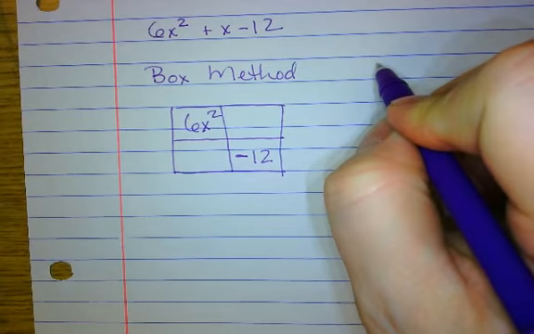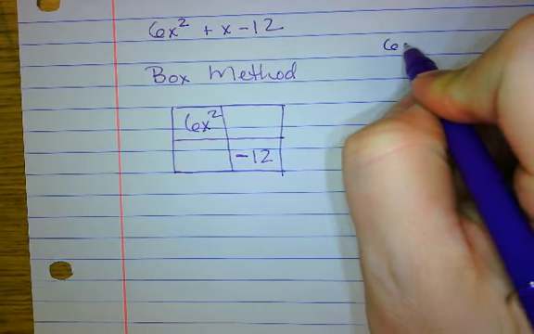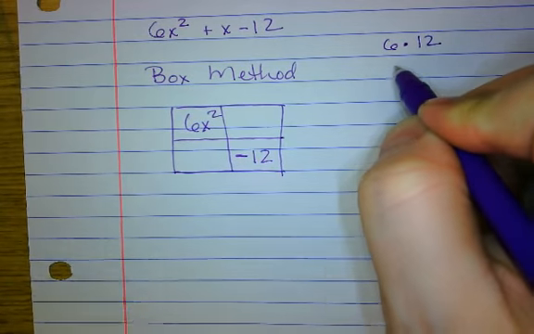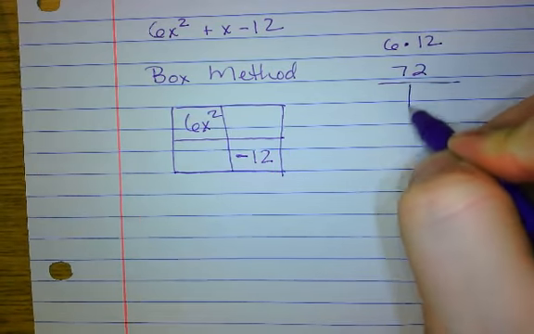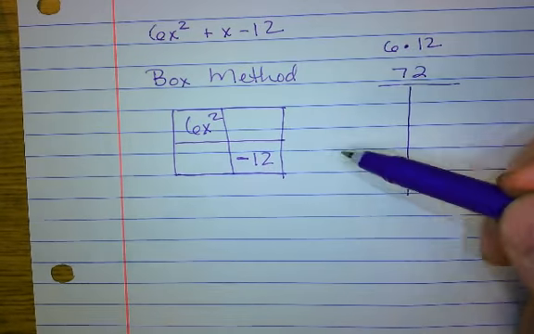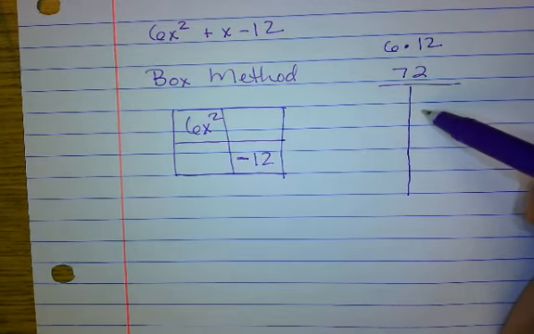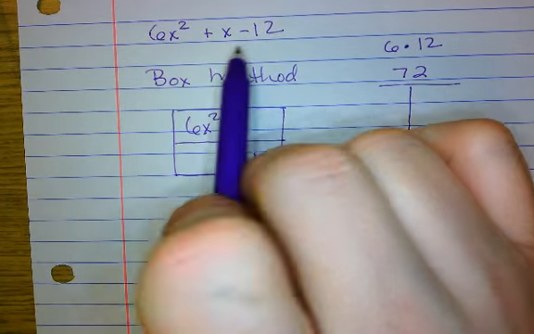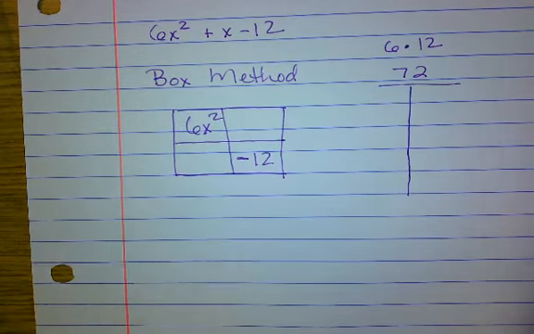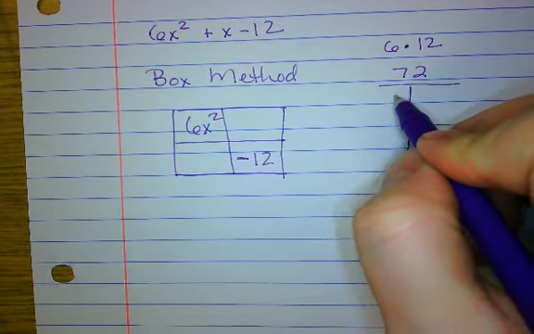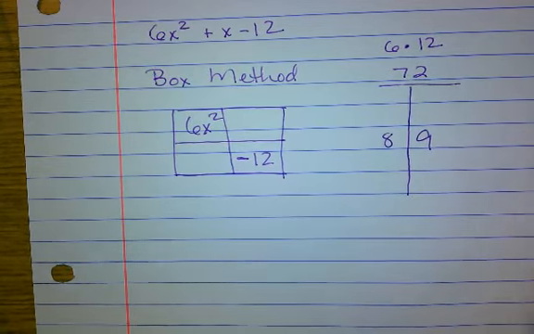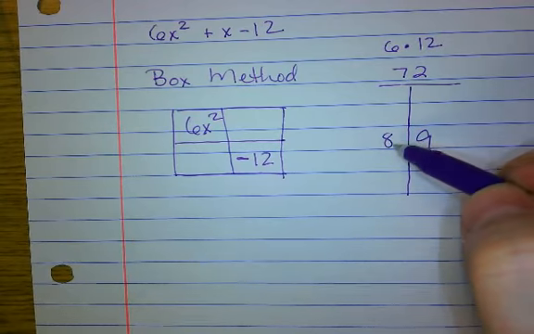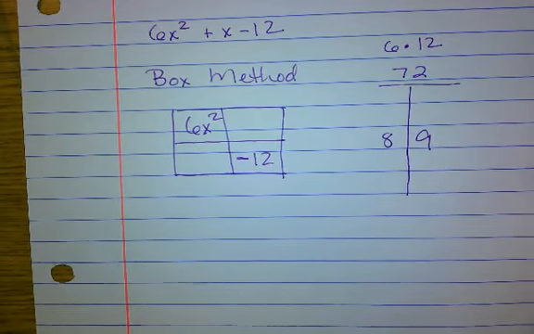So I know that if I take 6 and I multiply it by 12, that we are going to get 72. And now I need to figure out what are my factors of 72 that if I add or subtract them is going to give me 1x. So if I go through all my factors, I know that I will get down to 8 times 9 is 72, and if I subtract 8 away from 9, I would have 1x.